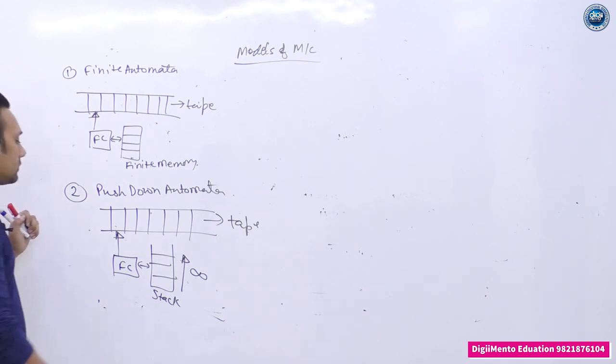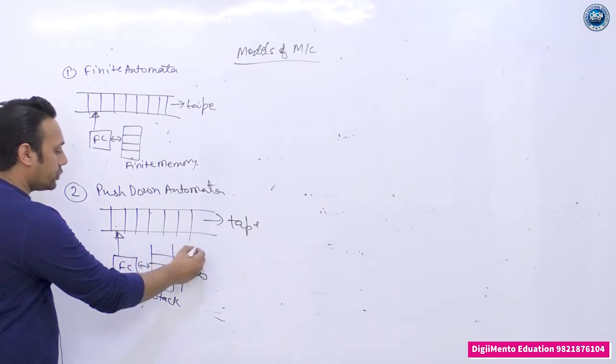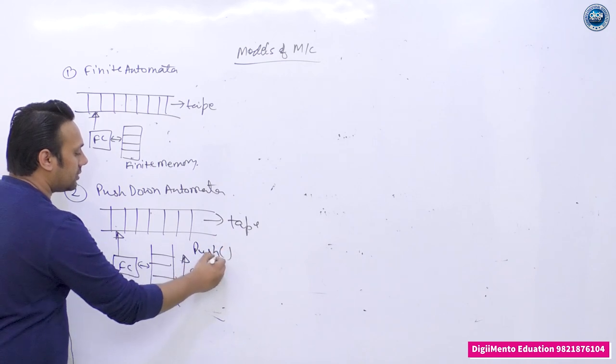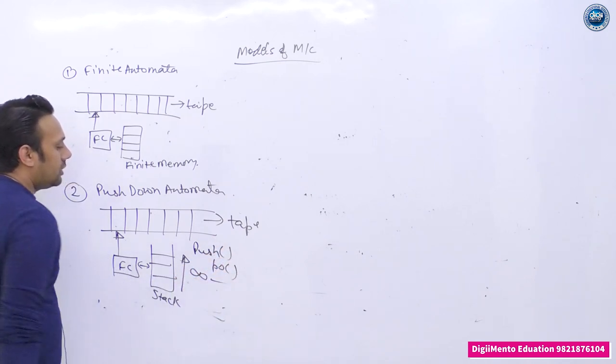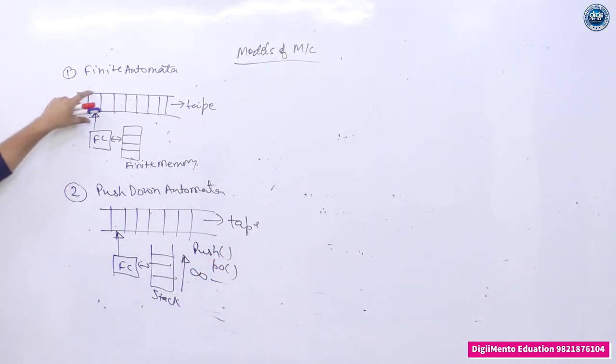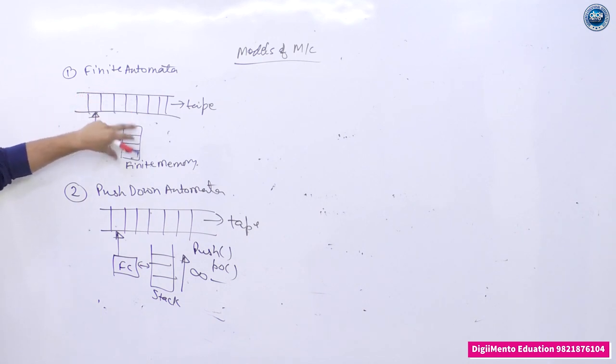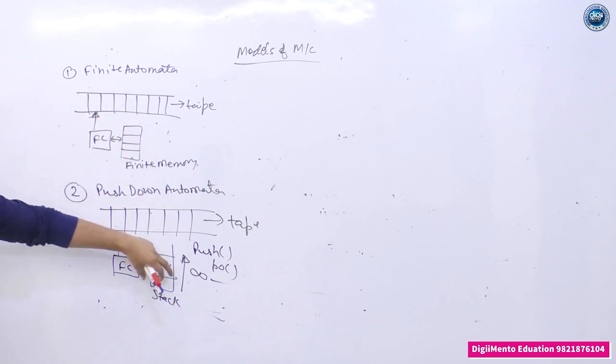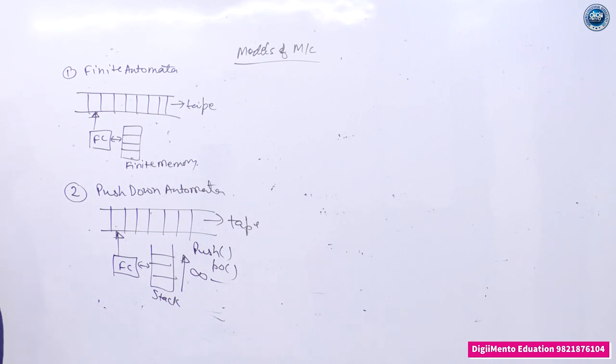Okay, so you know how the stack works. We have a push operation, we have a pop operation, and so on. So in the finite automata, if you change this finite memory with the stack, then this will be called a push down automata. So in that case, push down automata.